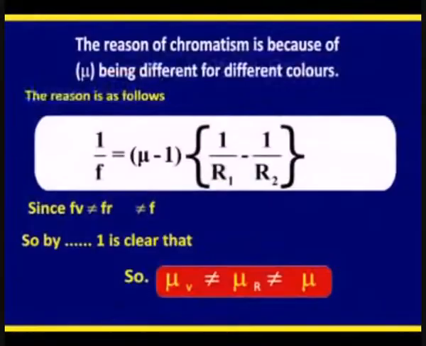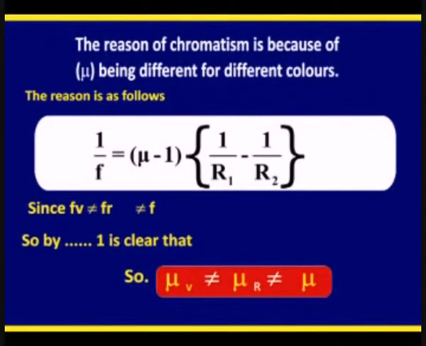FR, F will be different for different colors, that is violet, indigo, blue, green, yellow, orange, red. These colors will be focused on 7 different points of the principal axis. This colored image is called chromatism, and when white solar light falls on a lens, the 7 component colors get focused on 7 different points on the principal axis, and this phenomenon, this defect is called chromatism of light.